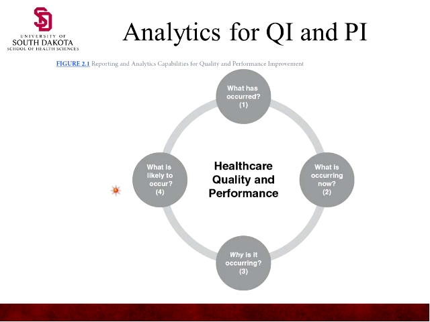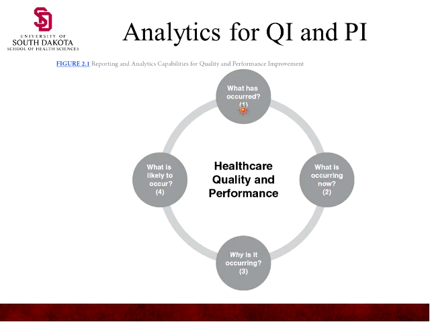Now, I want to look at this. This is healthcare quality performance, and there are really four areas when you talk about reporting and analytic capabilities, if you will, and quality improvement and performance improvement. The first area is what's occurred. You want to be able to analyze what's happened, good, bad, and ugly. What's the truth, so we can work with it? Not what we want it to be, what is it?